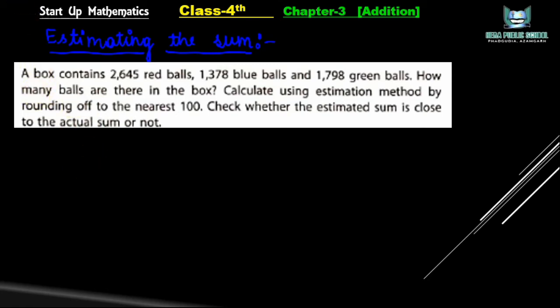The question is, a box contains 2645 red balls, 1378 blue balls and 1798 green balls. How many balls are there in the box? Calculate using estimation method by rounding off to the nearest 100. Check whether the estimated sum is close to the actual sum or not.